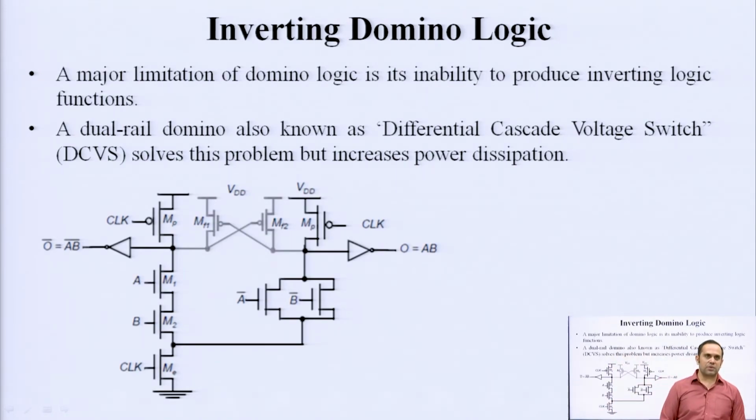How we can to some extent solve this problem is what is known as inverting domino logic. This is one circuit, not the only circuit which is going to solve this problem of inversion and non-inversion, but it is one which we can look at or consider. So, as said, a major limitation is producing inverting logic functions. What we use is a dual rail domino. What does dual rail mean?